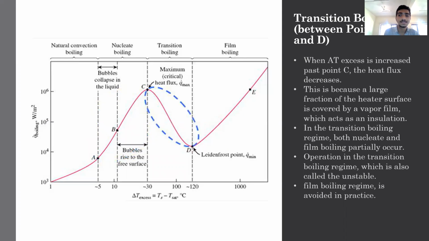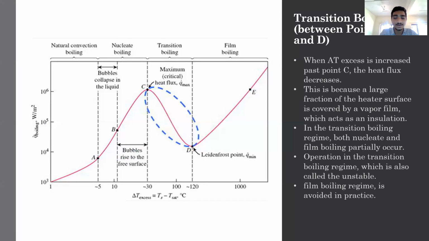The third region is the transition boiling region, between point C and D. When the excess temperature is increased past point C, the heat flux decreases.